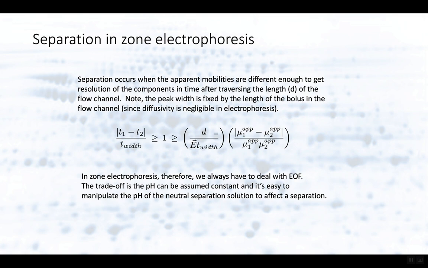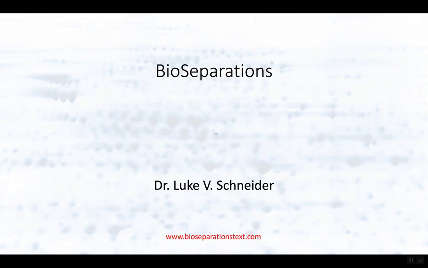As long as that peak width is smaller than the difference between when the two components come out, then we've attained separation. And we can relate that back to the apparent mobilities of those two components as a function of distance and field strength and the initial peak width that we put in. This is how we get separation in zone electrophoresis. It's by assuming things will get there at a certain point based on their apparent velocities.